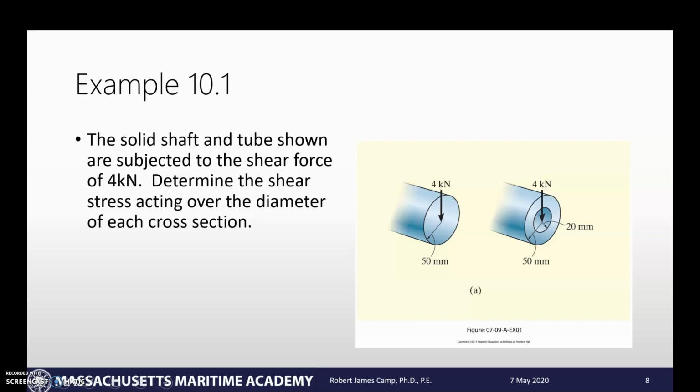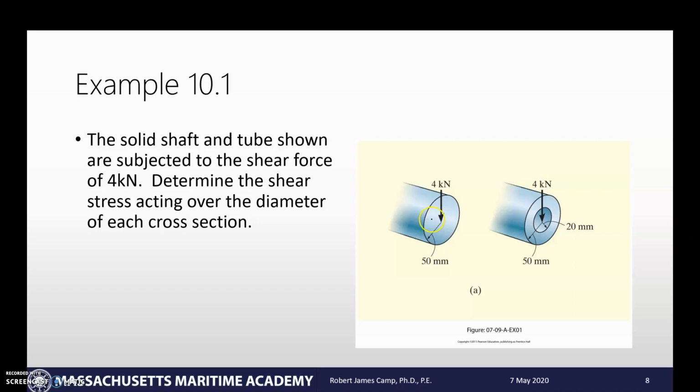The solid shaft and tube shown are subjected to a shear force of 4 kilonewtons. Determine the shear stress acting over the diameter of each cross-section. So now we've got a pair of tubes, basically, one solid, one with a hole in it. And so I have this 4 kilonewtons of vertical shear force acting on it. So I'm going to find the shear stress acting over the diameter.